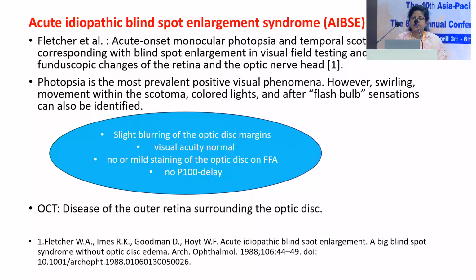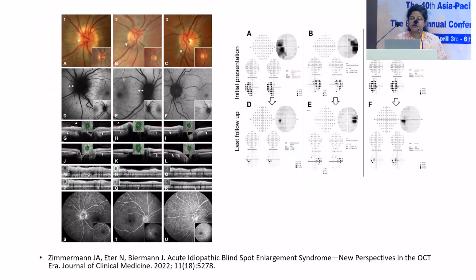Then acute idiopathic blind spot enlargement. How can we tell? There will be a grayish halo that comes to the picture. There's a beautiful picture by Zimmerman et al. We can see that grayish halo. You can see the optic disc with a grayish halo around it.